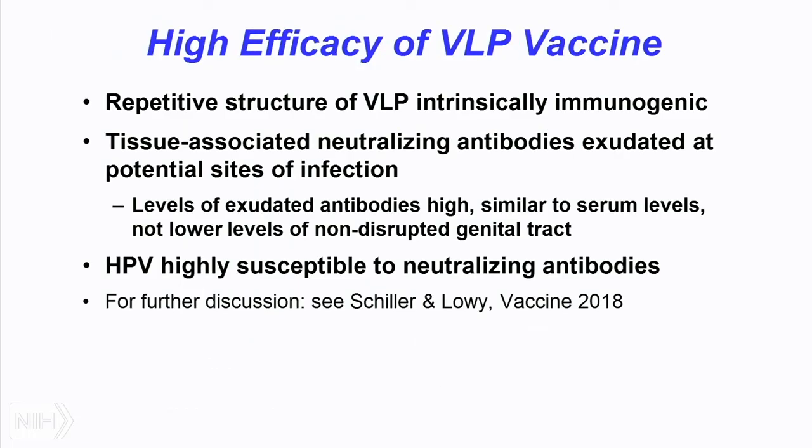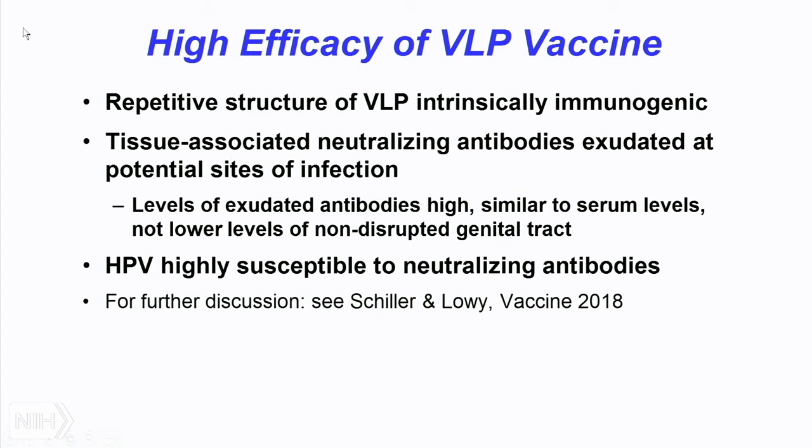To what might you attribute the efficacy of the virus-like particle vaccine? In boys and girls who are not infected and who get the vaccine, the protection is over 95%. And in most people, it's sterilizing immunity, which means that basically they don't even get infected. Many vaccines that are highly effective work because they reduce the level of infection and thereby reduce the development of disease. But most of the protection in most people with the HPV vaccine is they don't even get infected.